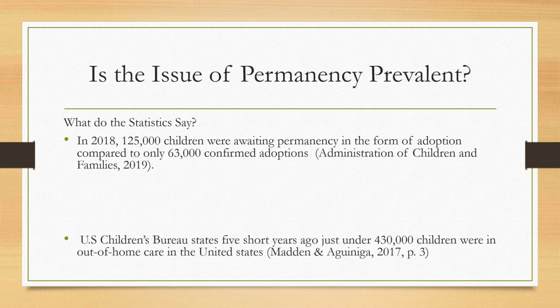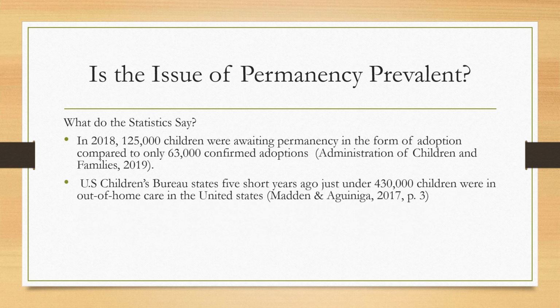Second, the U.S. Children's Bureau states that just 5 short years ago, just under 430,000 children were in out-of-home care in the United States. That's almost 500,000 children not in permanent home situations. That is an incredibly high number that we want to see severely lessened. It's an absurdly high number of children not in permanent homes, and that's something this bill tries to address.